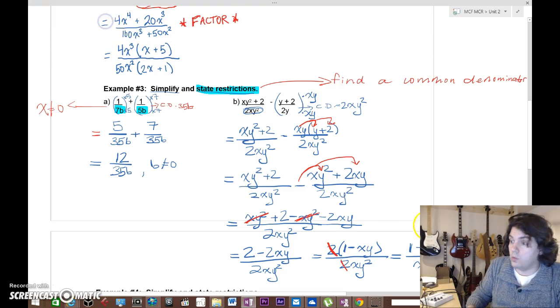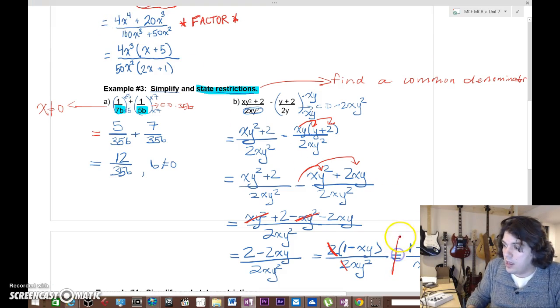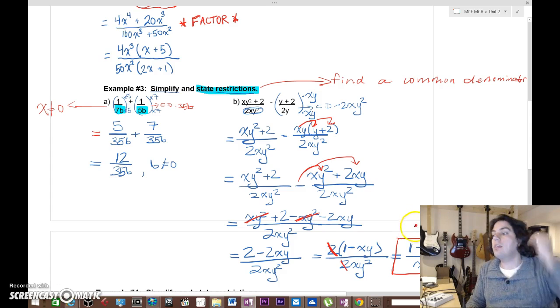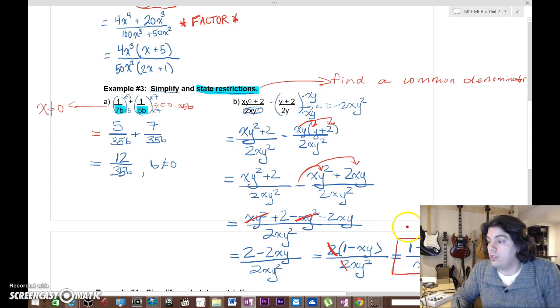All right, so a lot of work there, a lot of steps, I know. And this stuff takes practice. Multiplying and dividing rational expressions is really easy and simple. Adding and subtracting them, a lot more complicated. It's a lot more challenging, to be sure. And it takes a little bit of practice, practice being the operative word.